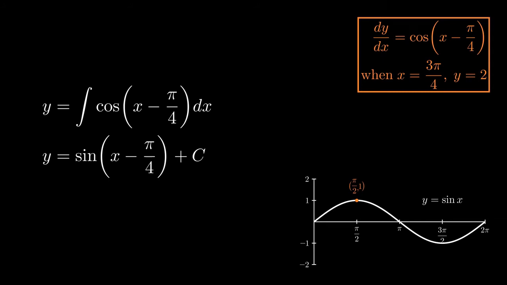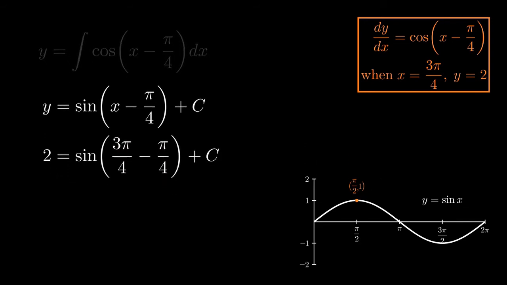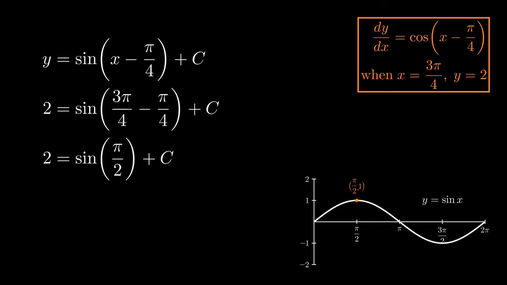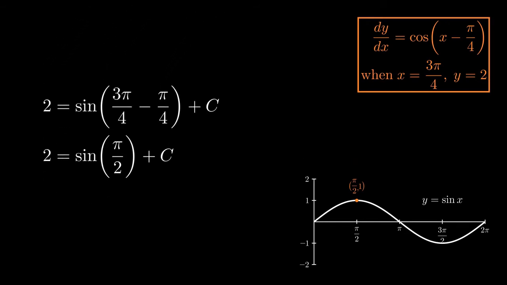All right, so that's the function now, and so we just put in the values of the points, so we know that y is 2, when x is 3 pi over 4, and then 3 pi over 4 minus pi over 2 is pi over 2. That's why I marked that point. And what is the value? The value of sine of pi over 2 is 1.